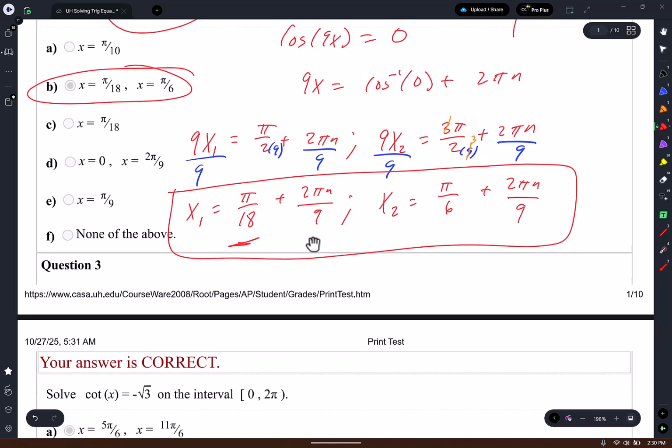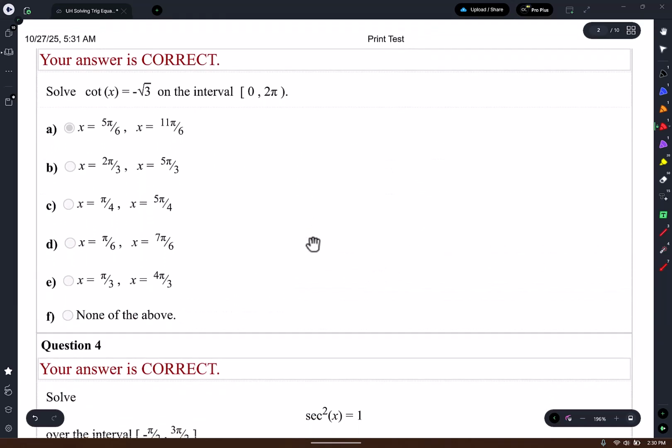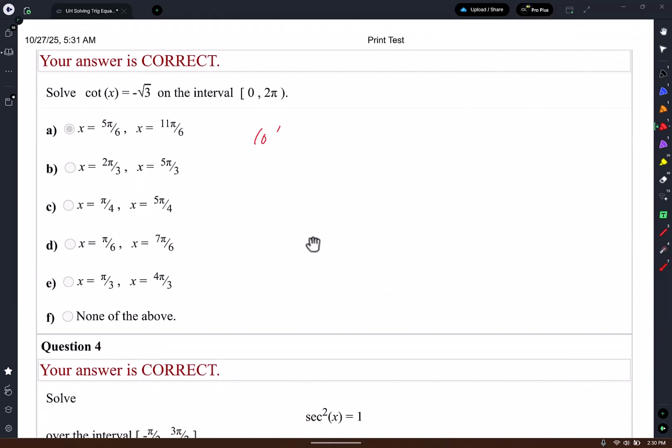All right, here we go. B as in Billy. Cotangent x equals negative square root of 3. Remember that cotangent is x over y on the unit circle. And I guess you don't have to do arc cotangent, but I am. x equals arc cotangent of negative square root of 3 plus pi n.